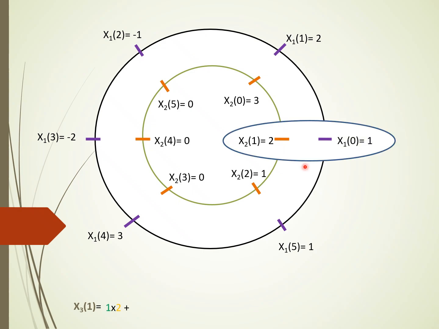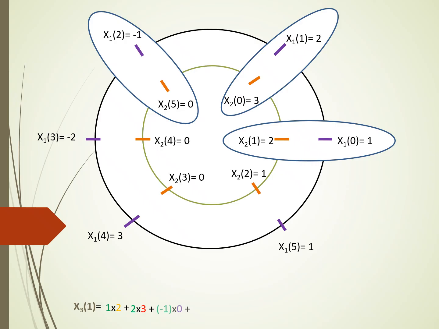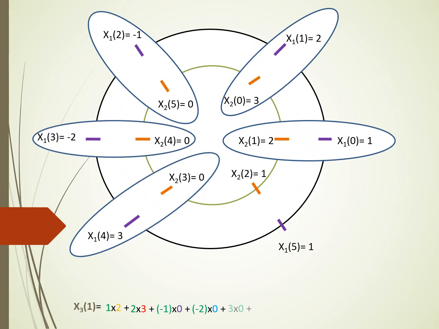By just multiplying the corresponding values of the outer circle and the inner concentric circle, in this case it is 1 into 2 plus 2 into 3 plus minus 1 into 0 plus minus 2 into 0 plus 3 into 0 plus 1 into 1. And the answer is 9.